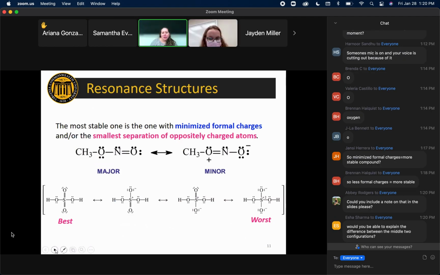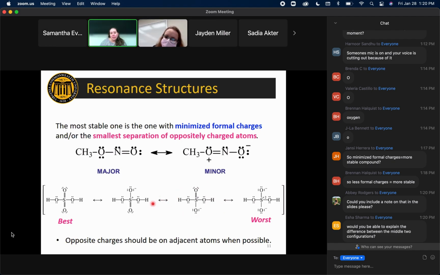Okay, so someone has asked if I can explain the difference between the middle two configurations. So these two resonance structures in the middle, they're identical to each other in terms of their energy or their stability. So the amount they contribute is the same.